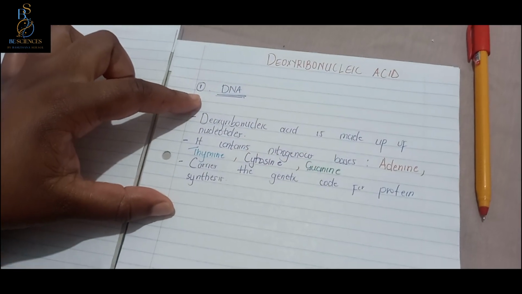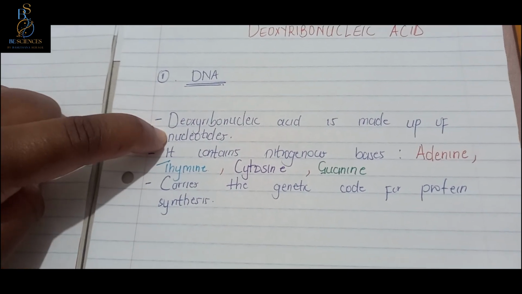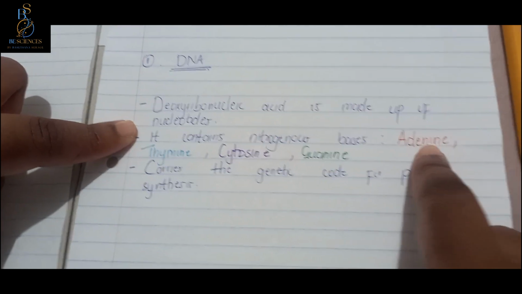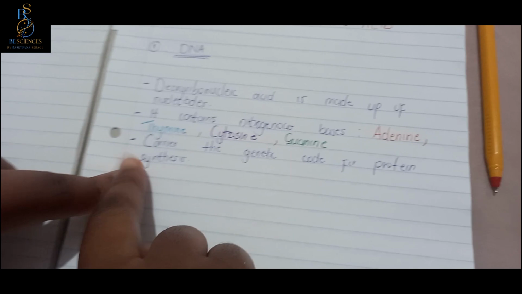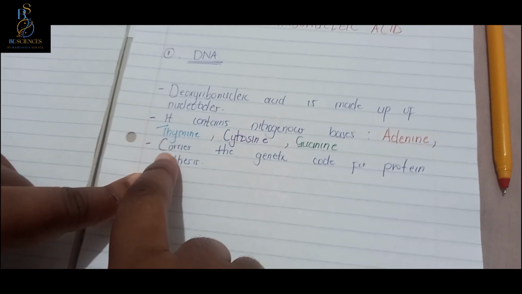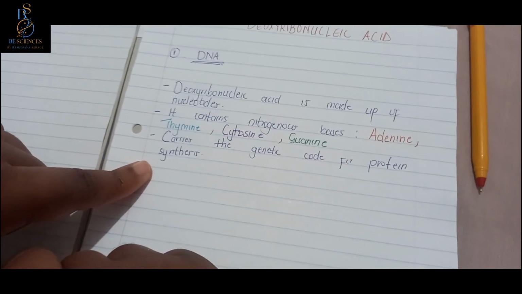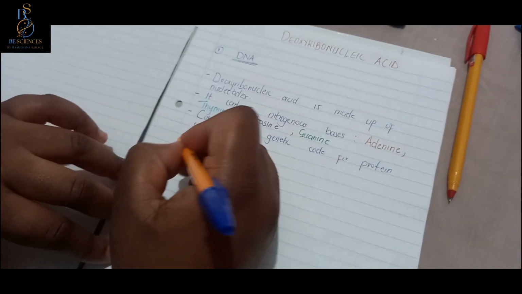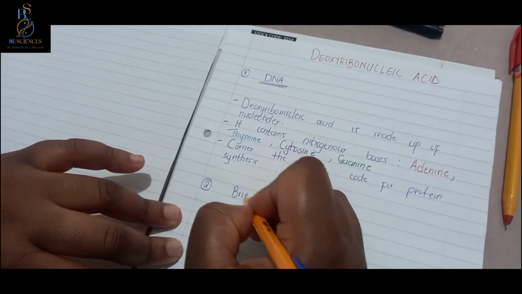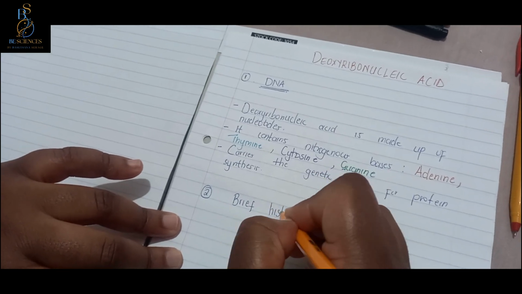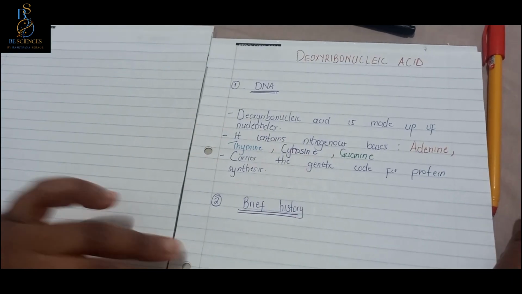Right, so let's just go through this again. With DNA, deoxyribonucleic acid is made up of nucleotides. It contains nitrogenous bases adenine, thymine, cytosine, guanine. And most importantly, its function is that it carries the genetic code for protein synthesis. Okay. We go now to the brief history. Okay. It's very few things that you must remember about the brief history of DNA. They don't really ask much about it.